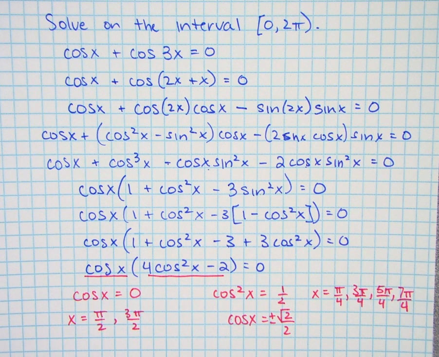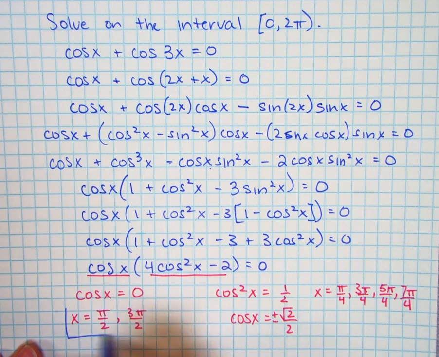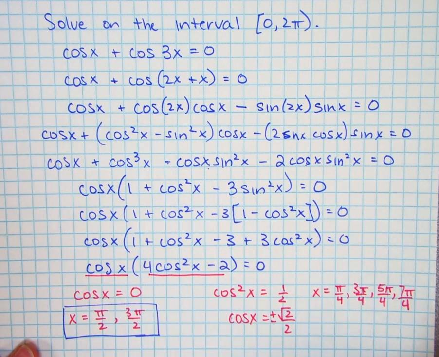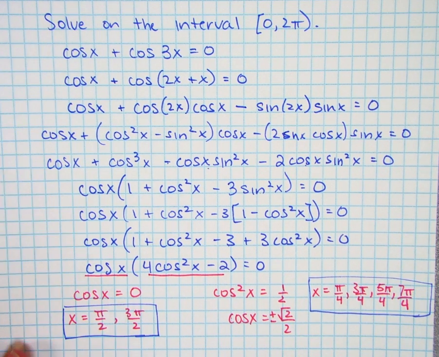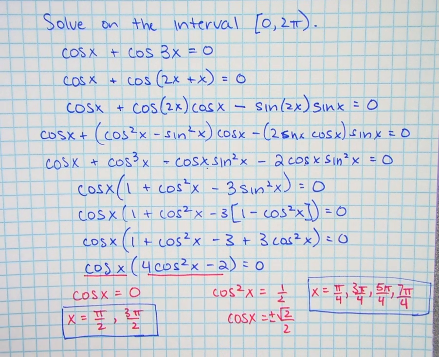So we have here 6 solutions, none of which are extraneous. 2 from cosine of x equal to 0, 4 from cosine of x equal to plus or minus root 2 over 2, and all of those are in the interval 0 to 2 pi.